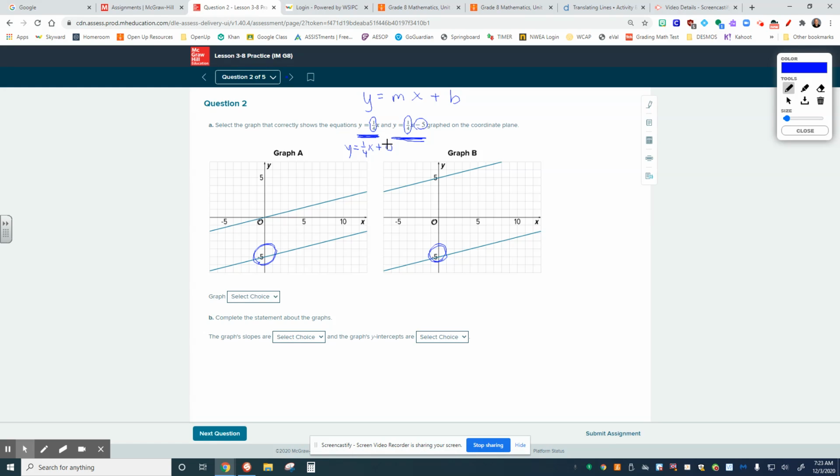So make all your answer selections down here below that will appropriately work with this. Which one of these graphs correctly shows, right here, correctly shows the equations? So is it graph A or is it graph B? And then complete the statement about the graphs, talking about the slopes and talking about the y-intercepts.